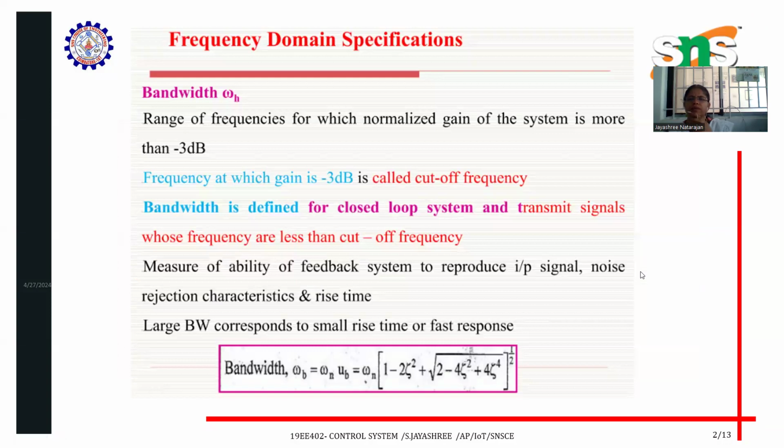So we continue with the previous lecture, frequency domain specifications. Right. So next is the bandwidth. What is bandwidth? It is represented by WB.